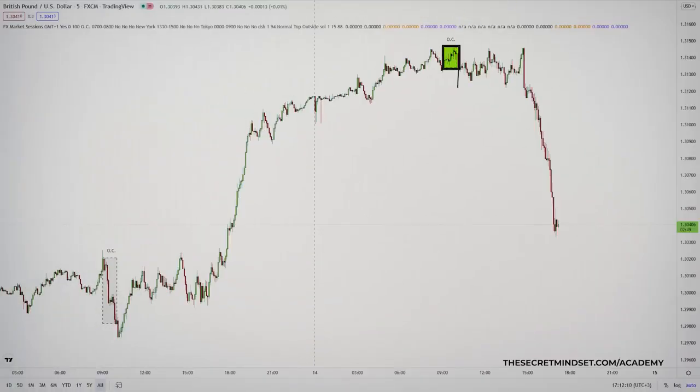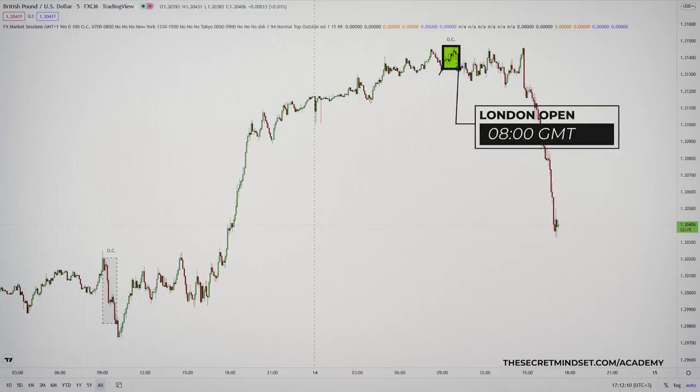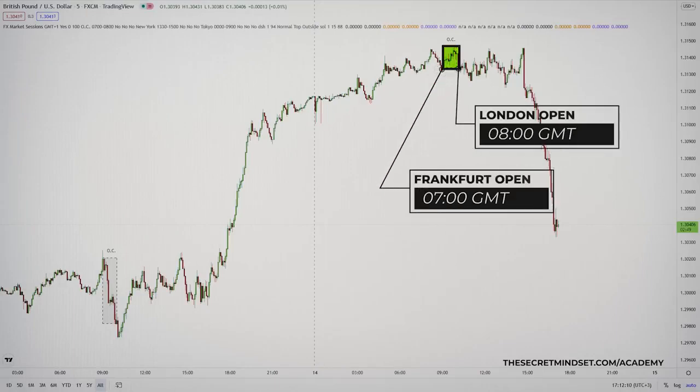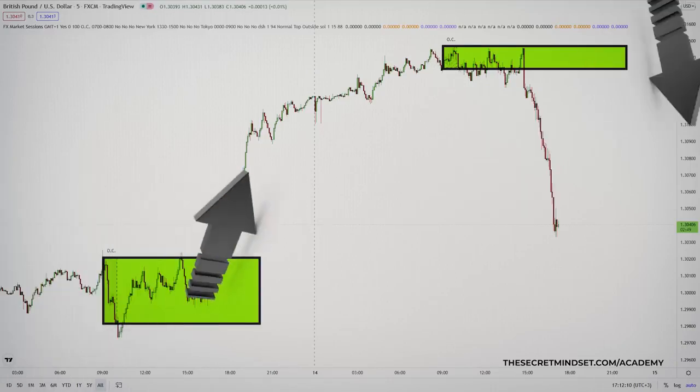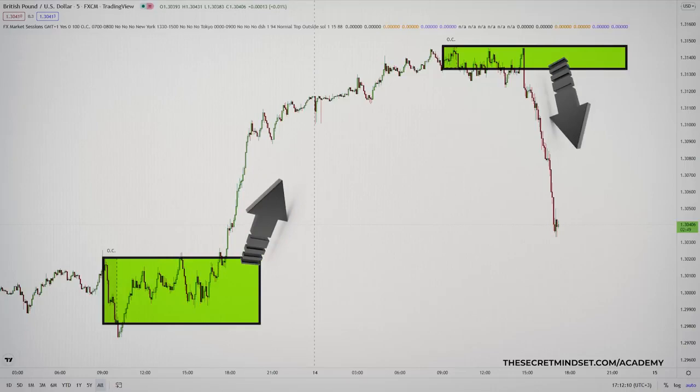We are interested in the London Open, which starts at 8 AM GMT, and the Frankfurt Open, which starts 1 hour before at 7 AM GMT. This trading hour between 7 and 8 GMT often creates the trend of the day, giving you several opportunities to take advantage of price action around it.